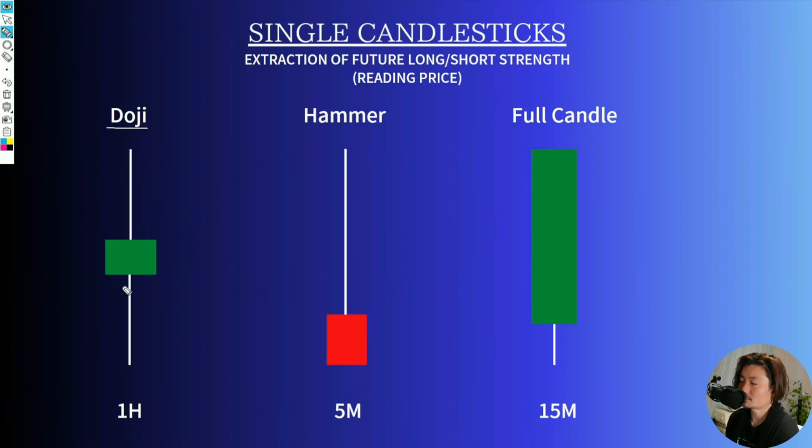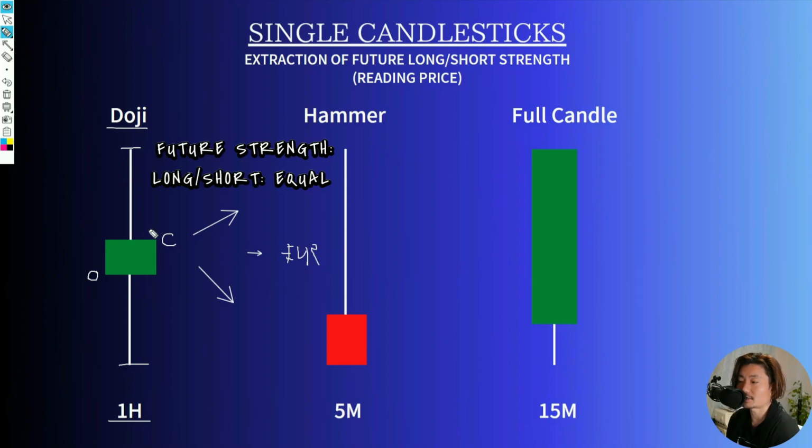Okay, so starting from the basic information, since this is a 1-hour candle, and since the body is green, we know the open is at this level right here, and the close is at this level right here. And we know that at some point within this 1 hour, price reached this high right here, as well as this low right here. Now in terms of future long and short strength, the doji shows that there is an equal amount of future long strength and future short strength in the next move of a currency pair.